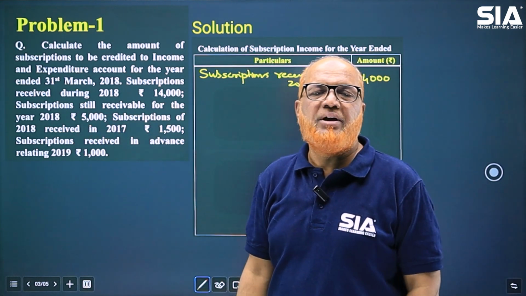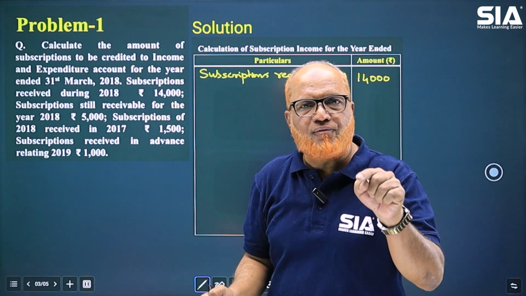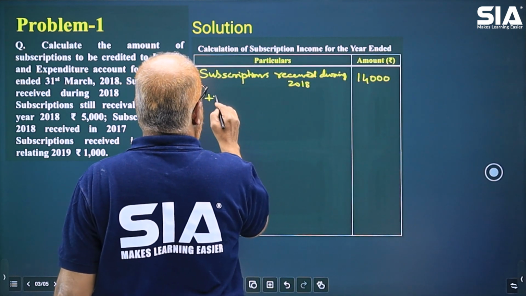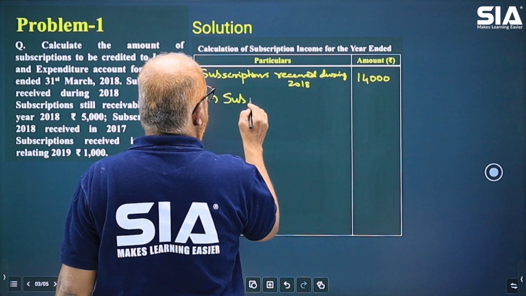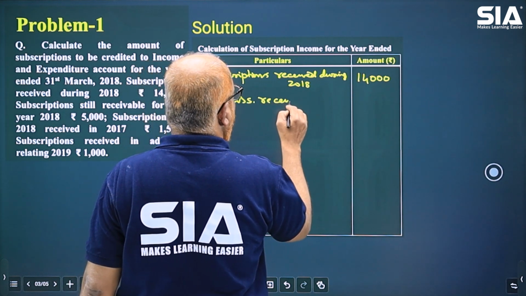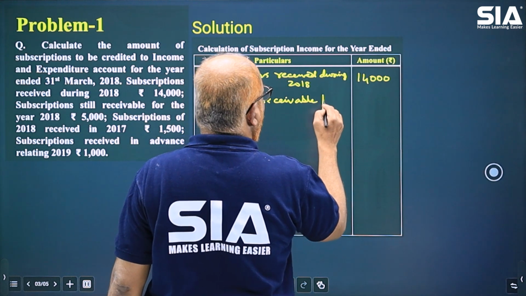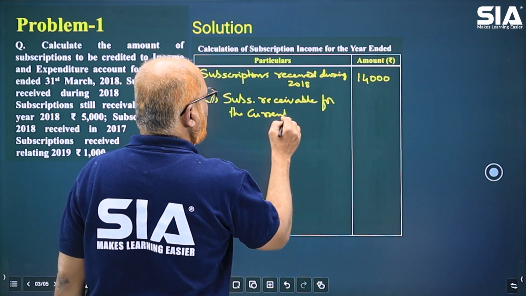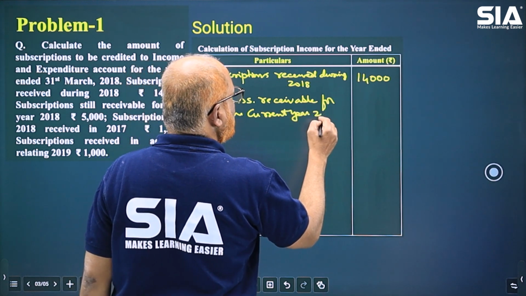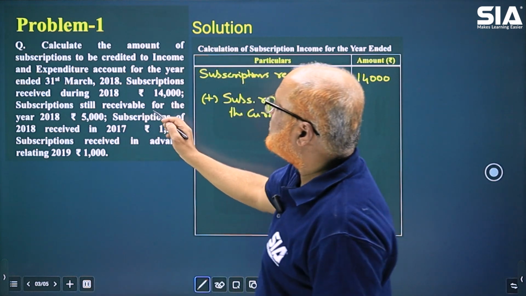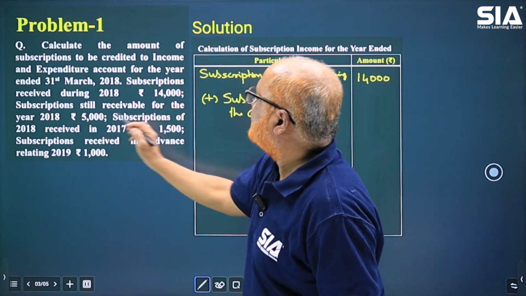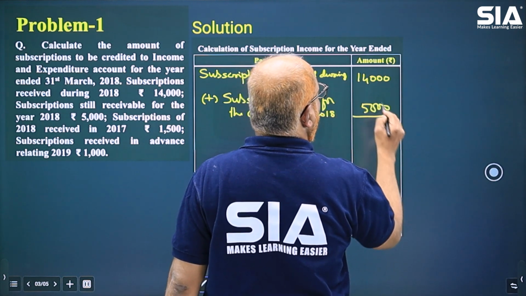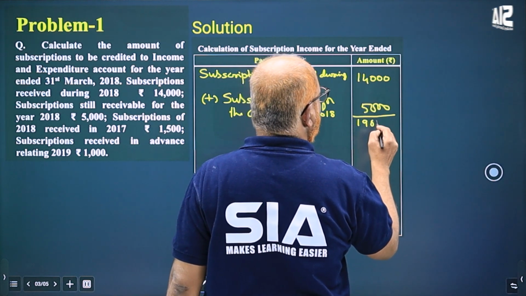Now, next, subscription still receivable for the current year 2018, 5,000. Still receivable means outstanding subscription of the current year. That should be added. So here add subscriptions receivable for the current year 2018. How much is the subscription receivable for the year? 5,000. So 5,000 we are adding. So it will become 14 plus 5, 19,000.